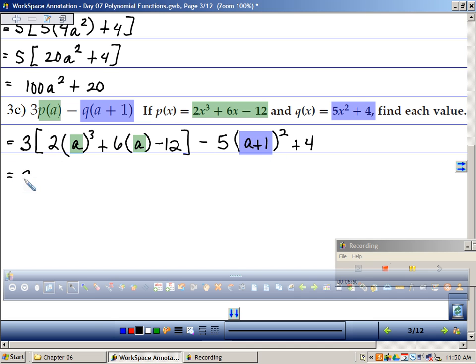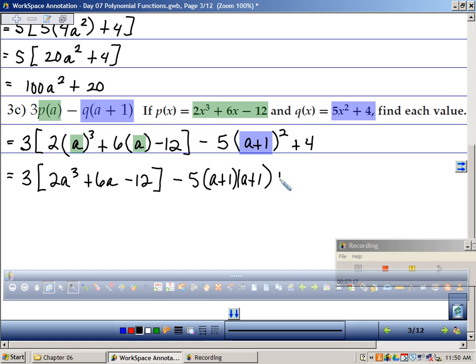All right, so this is 2(A+1)^2 + 4)... actually, 2A cubed plus 6A minus 12 minus 5. This is a big thing right here. This is the sum of 2 squares, right? So it's (A plus 1) times (A plus 1), plus 4. I'll go nice and slow. Isn't that what that says? A plus 1 squared?